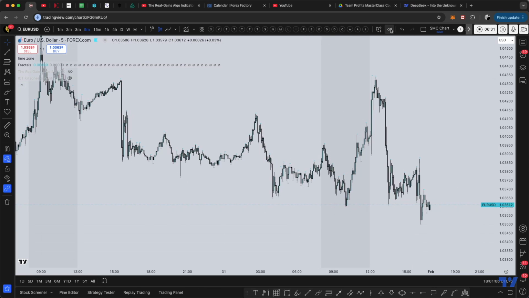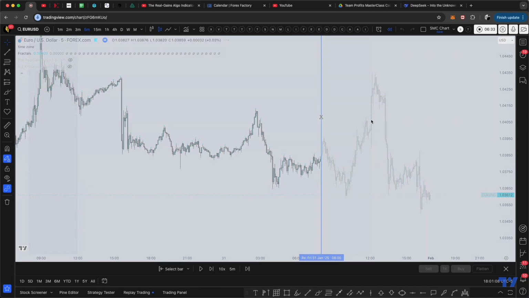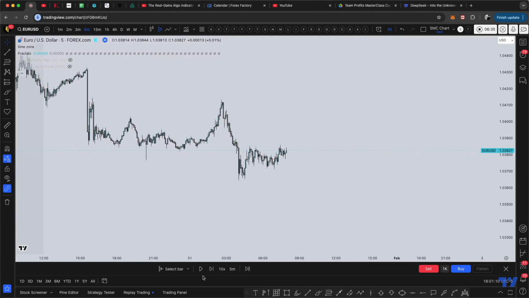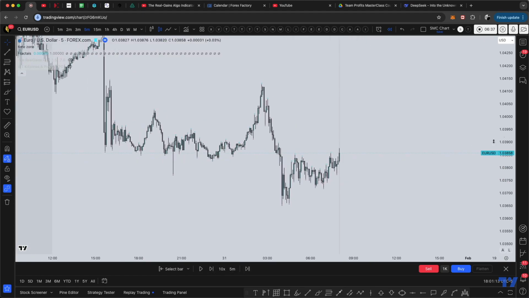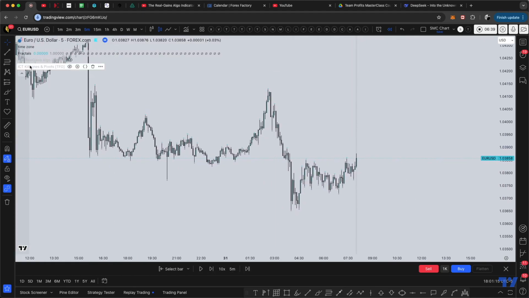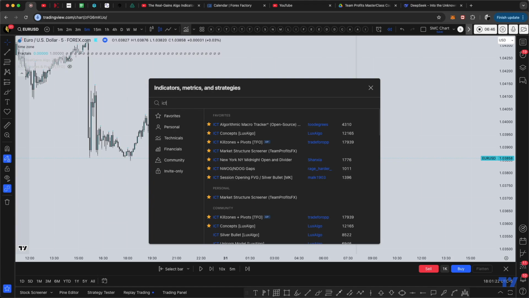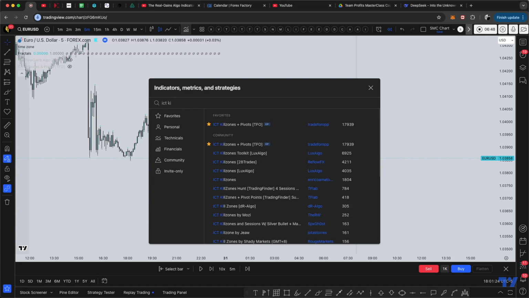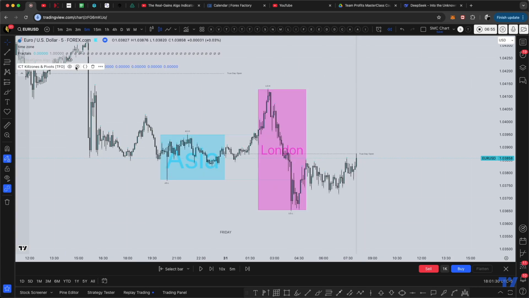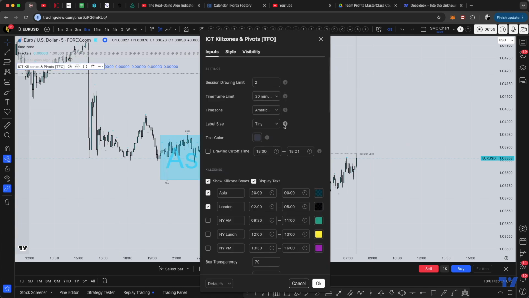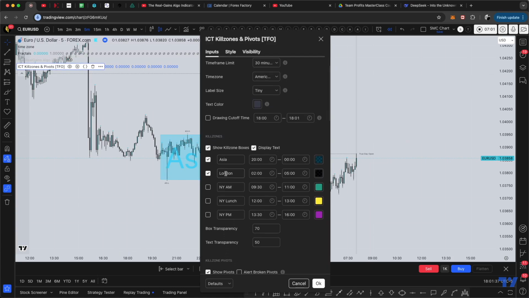So notice what happened here. I'm just going to go here on New York when the session is starting. I want you to see this. This is the indicator here. It's called ICT Kill Zones and Pivots. This is the creator right there. I'm going to open the settings. Probably you're going to have other colors in there. These are the current settings that I have. Just Asia, London.